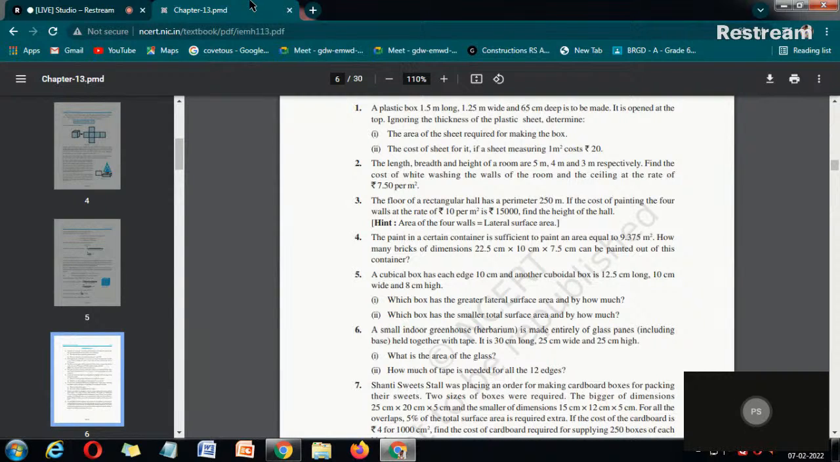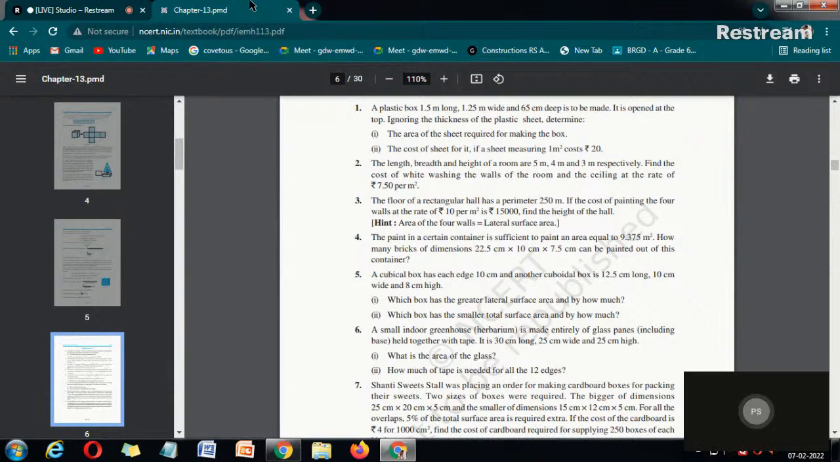Now what are they saying? Now let's calculate for the smaller box. So the same, total surface area equals 2 into LB plus BH plus HL. 2 into 15 into 12 plus 12 into 5 plus 5 into 15. Then the answer will be 630 centimeter square.